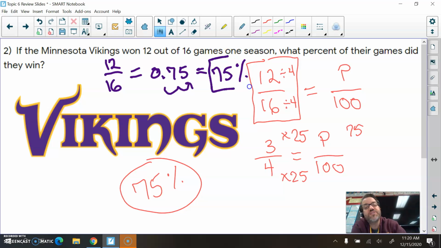So, yes, you can use a calculator on the test tomorrow. So on a problem like this, yeah, just go ahead and divide 12 by 16. Use your calculator. It's 0.75, and then change that into a percent by moving the decimal point to the right 2 spaces.